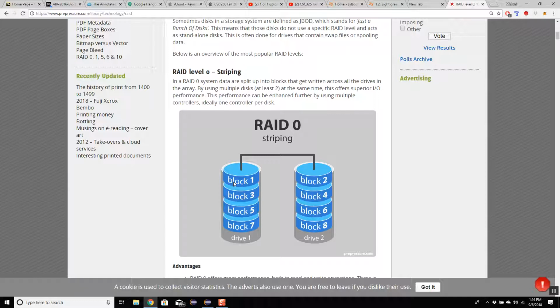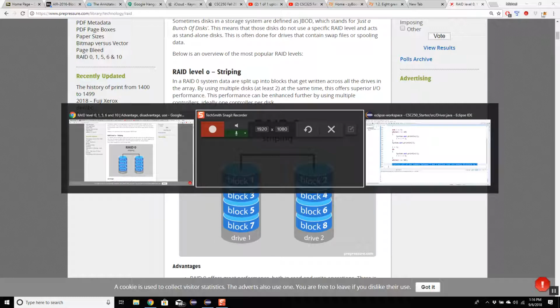So that's more geared towards performance as opposed to mirroring, where you have 2 drives that are actually duplicates of each other, where when you write something to one, that same thing is written to the other, with the idea that if one drive fails, hopefully you don't have 2 drives fail at the same time. And we don't care so much about the details of RAID here.